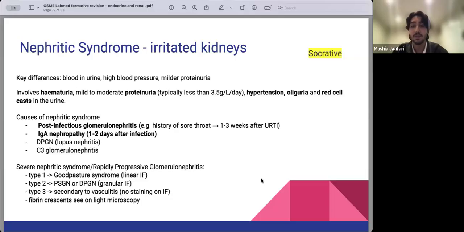In terms of the most common causes, you get post-infectious glomerulonephritis, which is usually after infection with Staphylococcus. And you can get IgA nephropathy, which can also happen after infection. But the key thing to remember is that post-infectious glomerulonephritis is 1 to 3 weeks after the infection, whereas IgA nephropathy is 1 to 2 days after the infection.